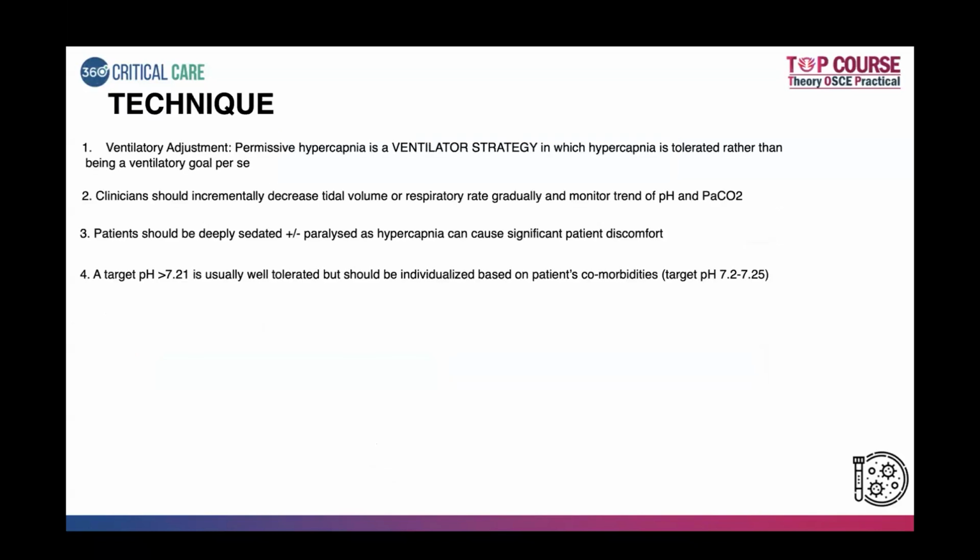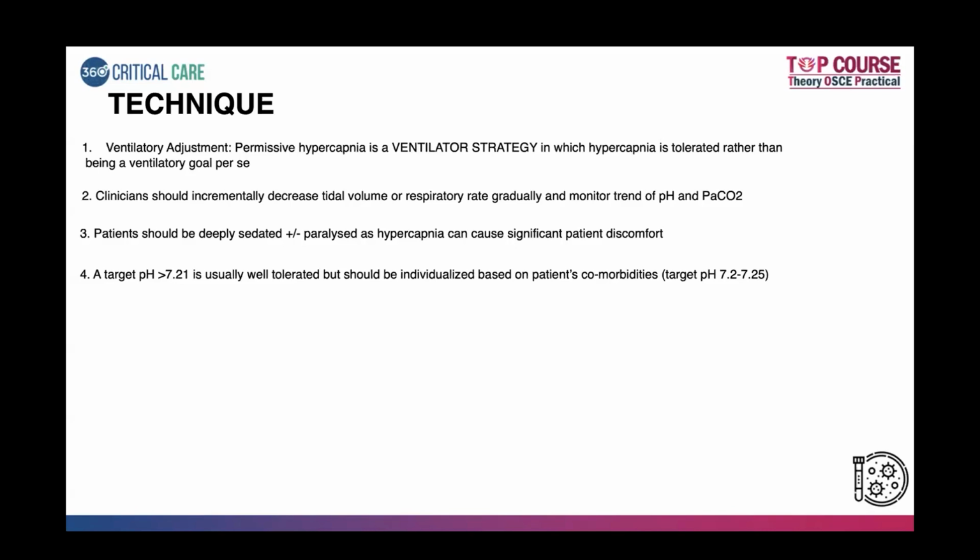So how do you go about proceeding with permissive hypercapnia? With regard to the ventilatory adjustment, permissive hypercapnia is a ventilator strategy in which hypercapnia is tolerated rather than being a ventilatory goal per se. So they say the clinician should incrementally decrease tidal volume or respiratory rate gradually and monitor the trend of pH and PaCO2. They say to go over a tidal volume change of 20 to 50 ml and a respiratory rate change of 1 to 2 breaths per minute, and gradually assess the change in the pH and the PaCO2.